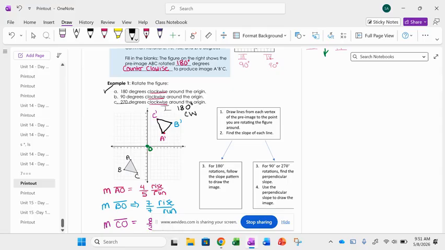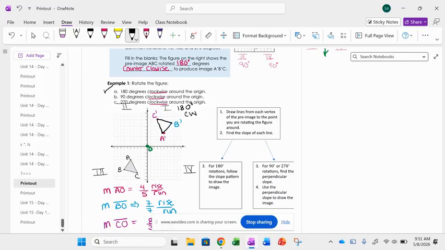Quadrant 1, quadrant 2, quadrant 3, quadrant 4. So if I'm starting out in quadrant 3 and I need a 90 degrees clockwise rotation, which quadrant do I end up in? 2. Perfect. So now I'm going to use my perpendicular slope. So from A to O, my slope was 4/5. The perpendicular slope of that was -5/4.